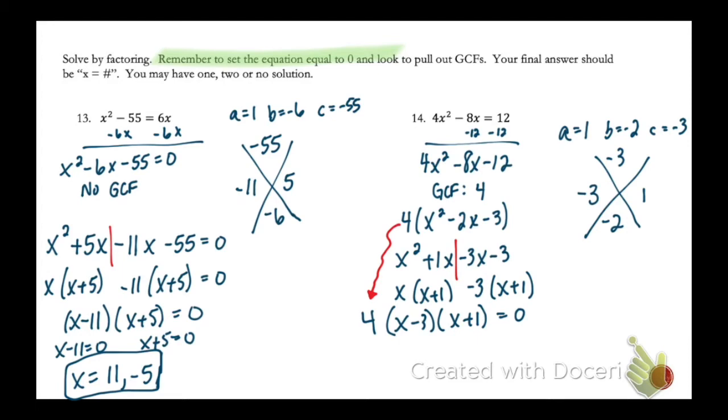Now, since the problem says solve, I don't really need the 4 for my final answer. For my final answer, I'm just still going to set my two factors equal to 0. So the x minus 3 and the x plus 1.